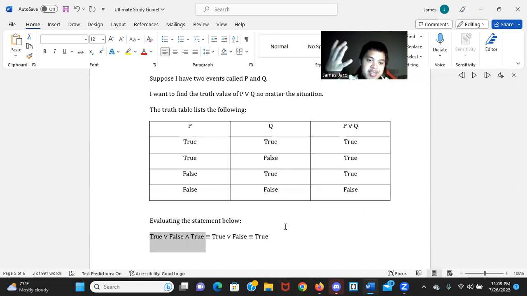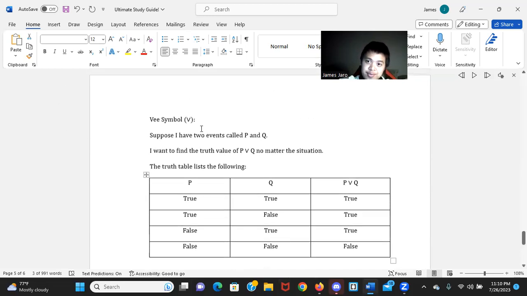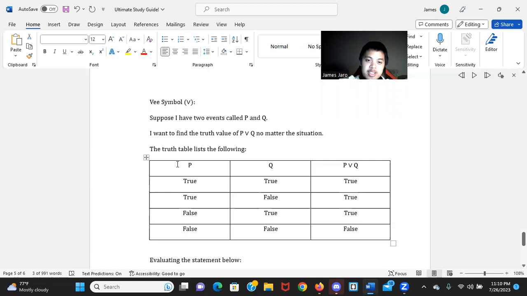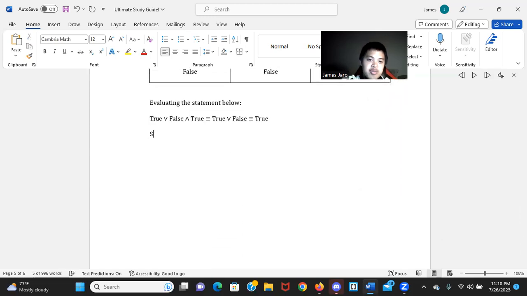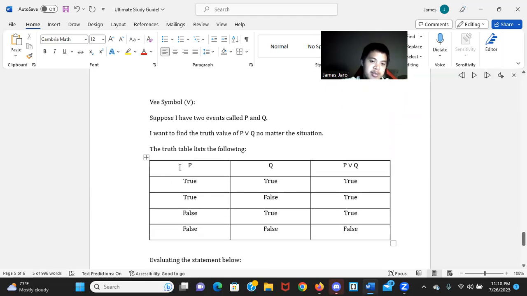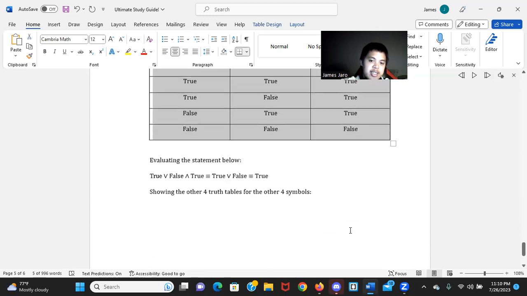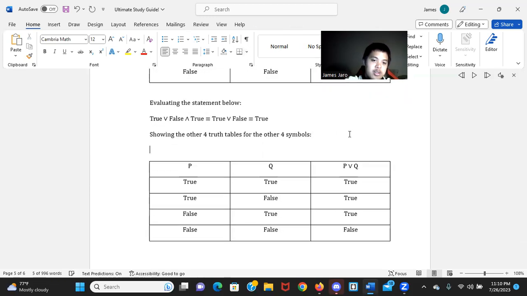Now, obviously, there is a lot more when it comes to evaluating truth tables. For starters, there are four more symbols that we need to list out. So let's show the truth tables for the other four symbols. The first one I'm going to talk about is the implication symbol. And this one's actually going to be a little bit weird.